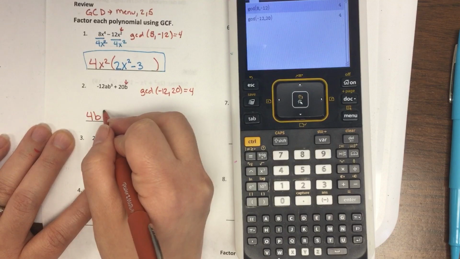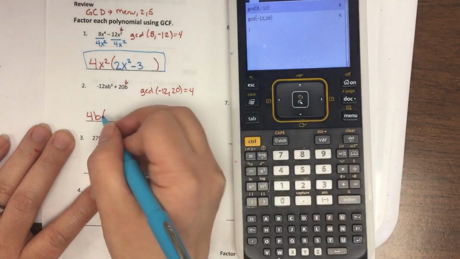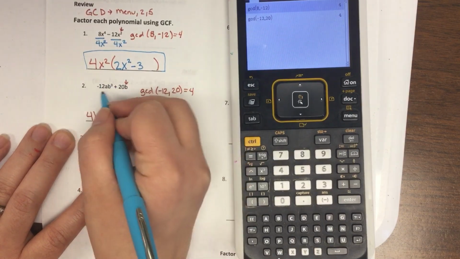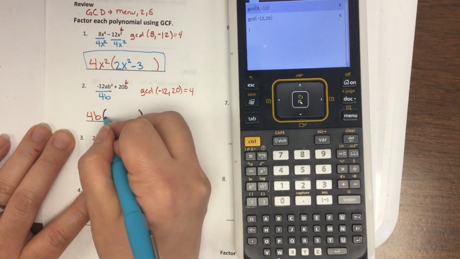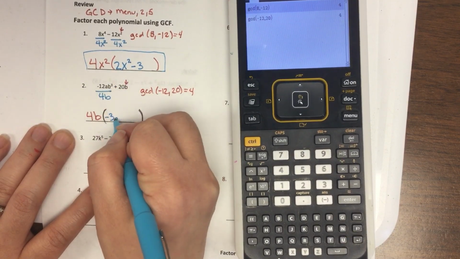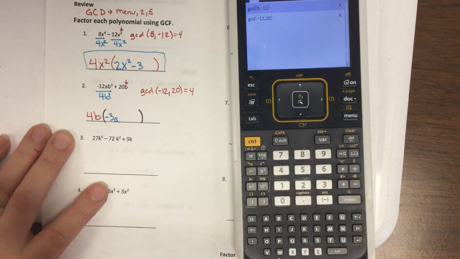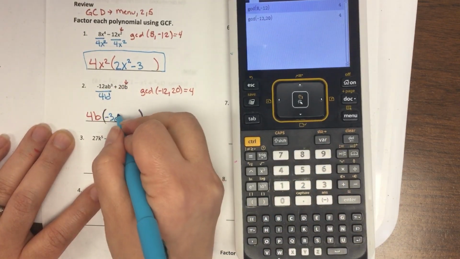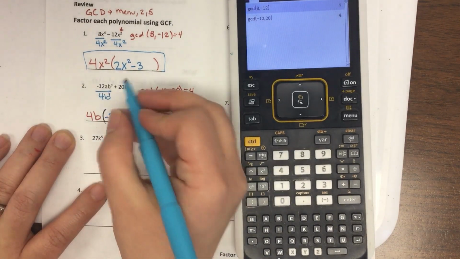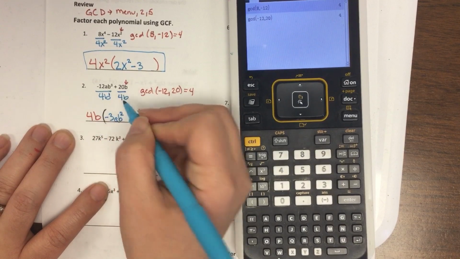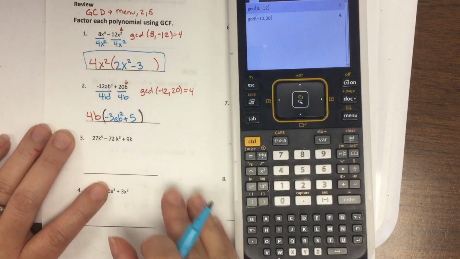Then, got to find those leftovers, and we do that by dividing, okay? So everything inside is going to be what we get after we divide. Negative 12 divided by 4 is negative 3. The a will stay. b cubed divided by b, remember we can say there's an exponent of 1, so when we subtract the 3 and the 1, we get an exponent of 2. 20b divided by 4b. 20 divided by 4 gives me 5, and the b's cancel out.